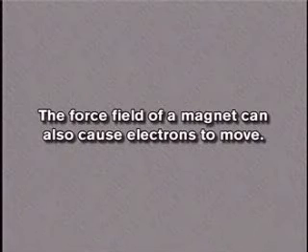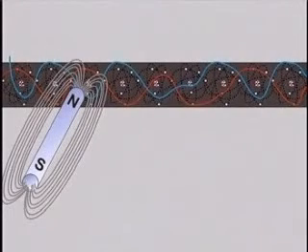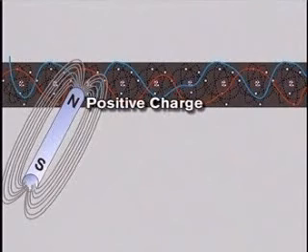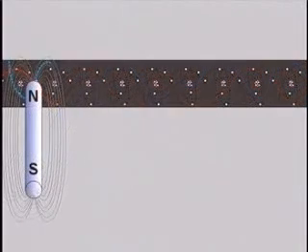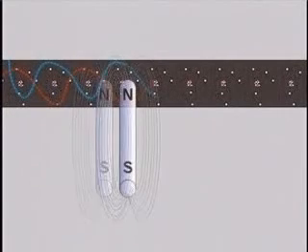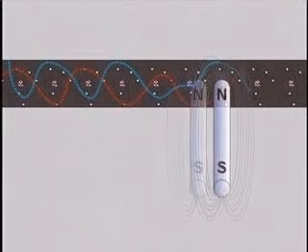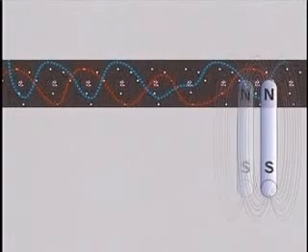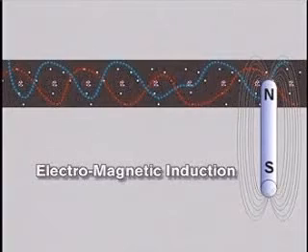The force field of a magnet can also cause electrons to move. A magnet is surrounded by a force field called flux. The North Pole has a positive charge and will attract electrons. The South Pole is negative and will repel electrons. If a conductor enters a magnetic flux field, the magnetic force overcomes the attractive force of the atomic nuclei. The electrons leave their orbit and begin moving through the conductor. This phenomenon is known as electromagnetic induction.